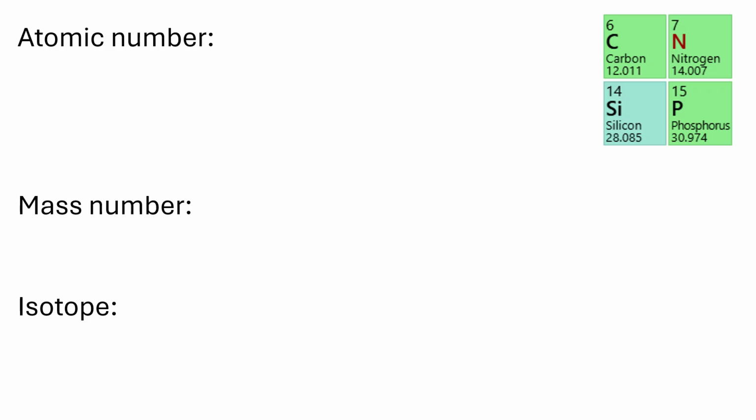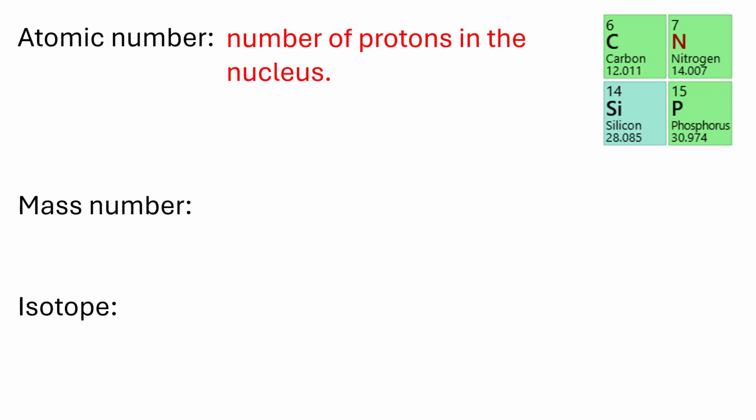But we see some numbers here. What is the significance of these numbers? The first number we want to talk about is this whole number at the top. That is the atomic number. So if you see that 6 above carbon, that 7 above nitrogen, and so forth, that is the number of protons for that specific element in its nucleus.